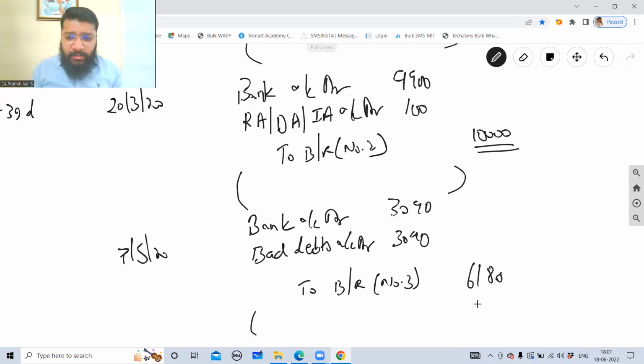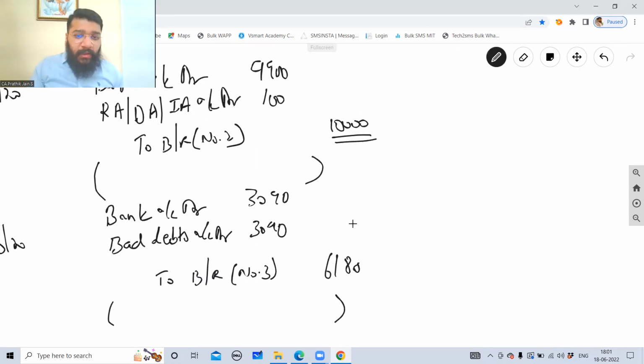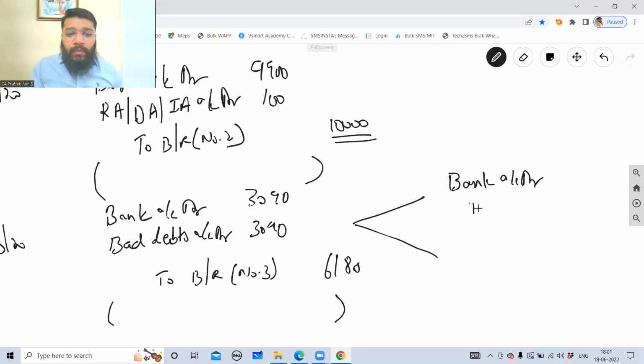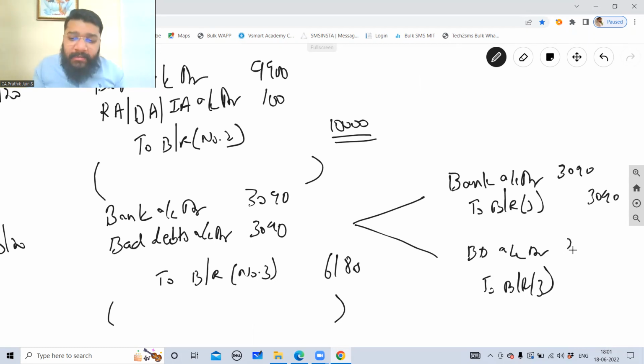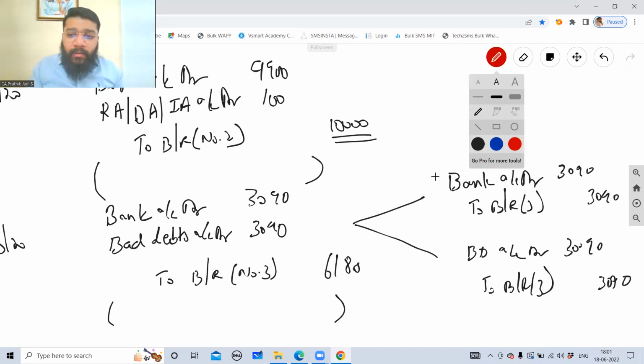That's all, guys. Any problem here? In the book, they have given two separate entries for this. They split this entry. The first entry is bank account debit, to bills receivable 3090, and then the second entry is bad debts account debit, to bills receivable, the balance 3090. Now what happens? Bank is in debit.